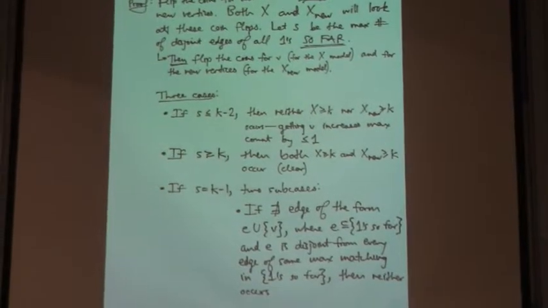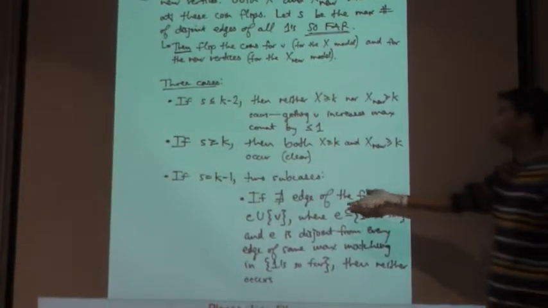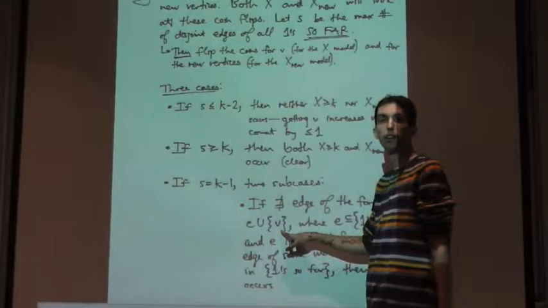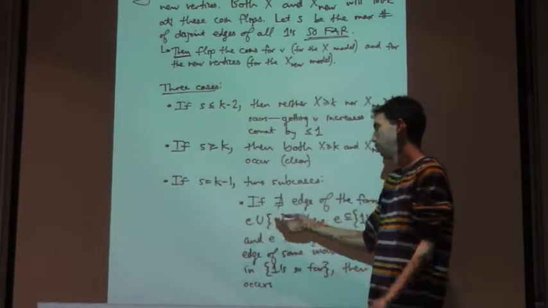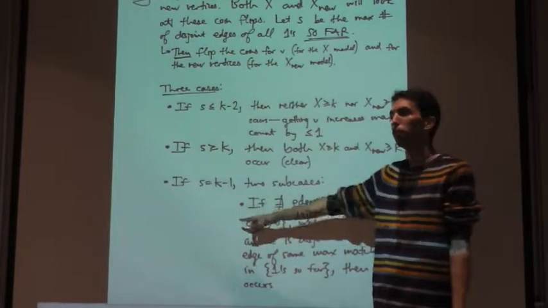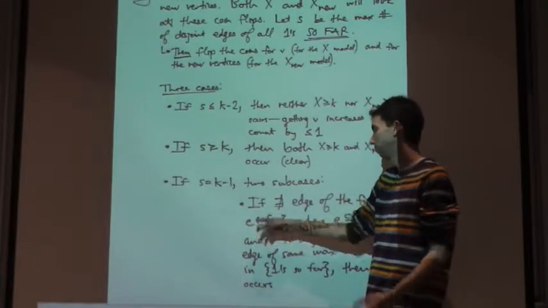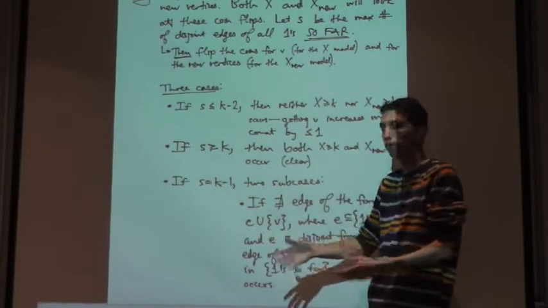So there has to be an edge of the form E union V. Obviously V has to be an element of an edge that's going to be added, because the only edges we can add contain V.